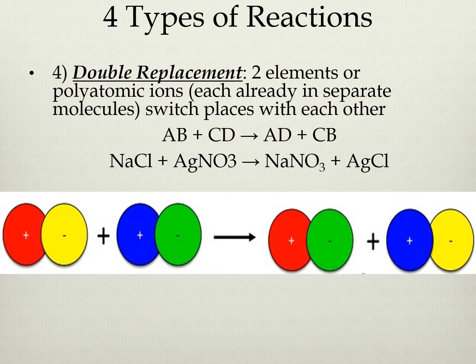The positive part always gets written first in each formula, and the negative part then gets written second. So Na is on the left part of its molecule over here, Na is still written on the left part of its molecule over here. NO3 is written on the right part of its molecule here, NO3 is still written on the right part of its molecule over here.